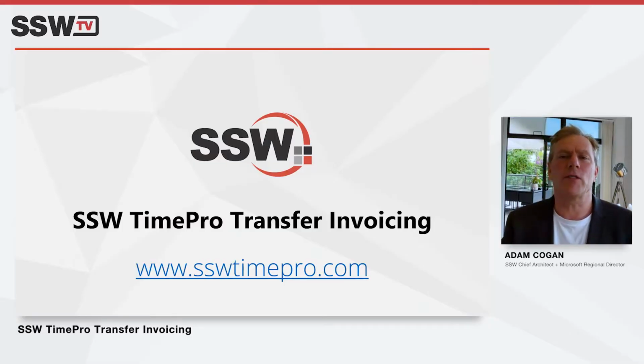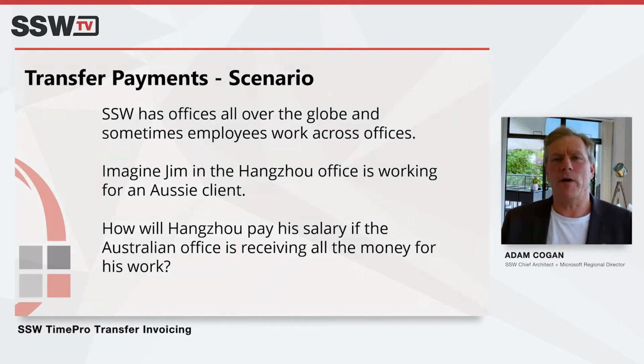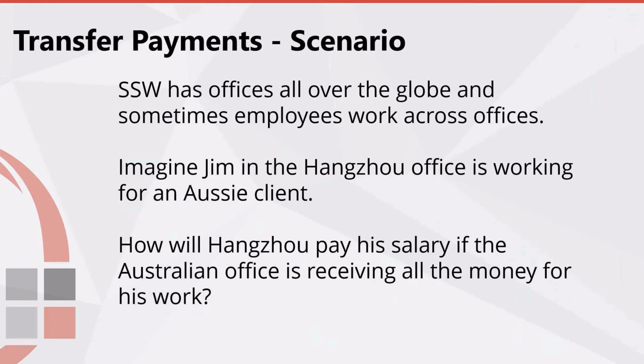So let's talk about this transfer invoicing feature, and this solves the problem when you have multiple offices in multiple countries where employees are paid by one office. And let's imagine that Jim is in the Hangzhou office. He is paid by the China office, but he's working for an Aussie client for many months. How does Hangzhou keep paying his salary when the Australian office is invoicing the customer and they receive all the dollars for his work?